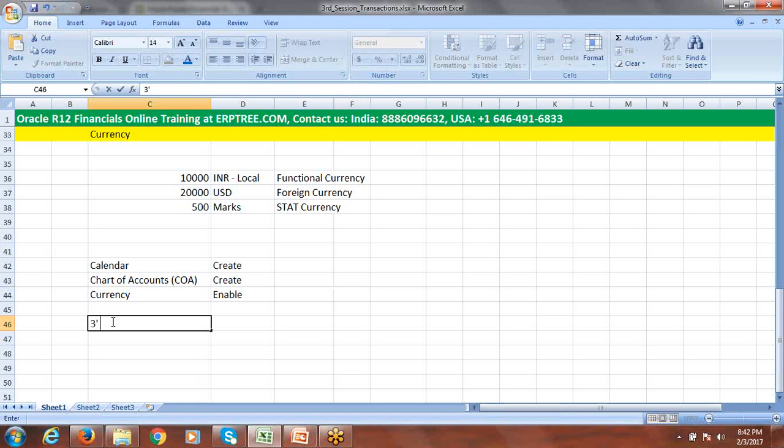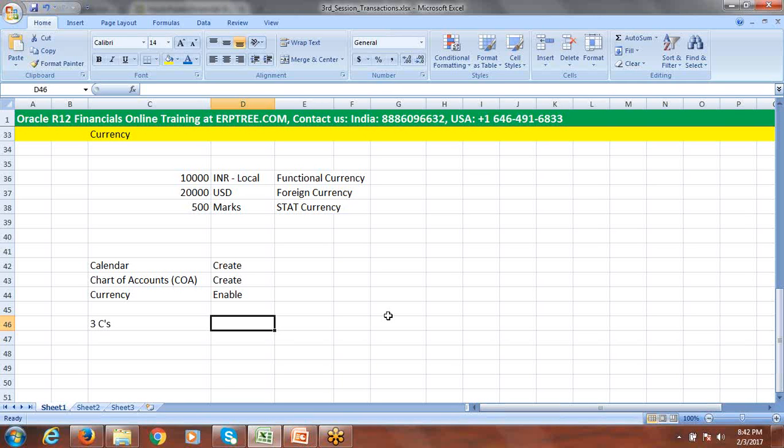Okay, those three I call as 3 C's. First letter we are considering C, C, C, 3. That means I am calling as 3 C's. Now I'm changing my definition. Instead of saying calendar, currency, chart of accounts, I'll say by using three C's, we can create the transaction.